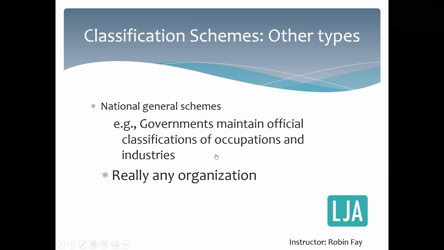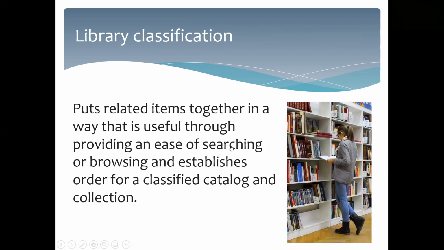So really any organization that we may apply on top of a group of resources is a classification scheme. If it has any kind of organization and structure to it, then it would fall into that. Of course, in library classification, we really are trying our best to put related items together in a way that is useful through providing an ease of searching or browsing. That's the first part, ease of use, so that people can find what they're looking for, and that also establishes an order for that collection.